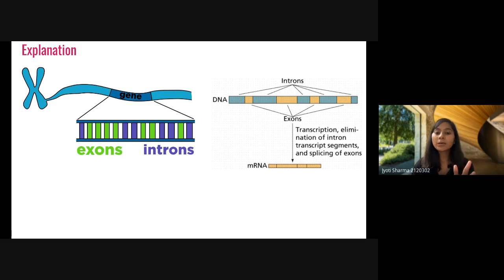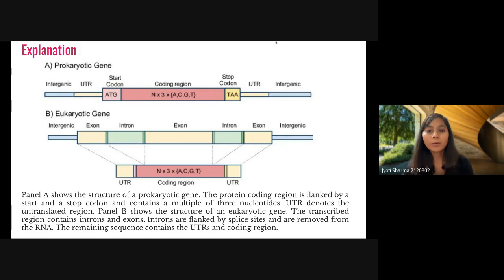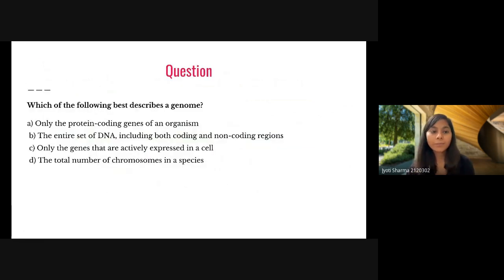But these particular introns are present only in eukaryotes, and they are not present in prokaryotes. Just see here, for mRNA only exons will be used and introns will be removed. Here again you can see that the prokaryotic gene has one type of sequence, and the eukaryotic gene has another type of sequence within the DNA. But it is a very simple question.